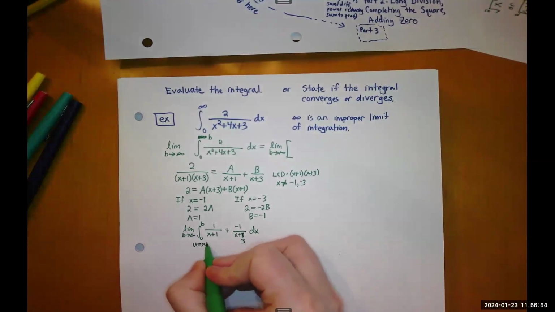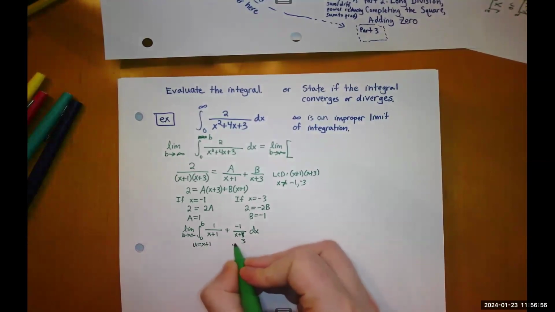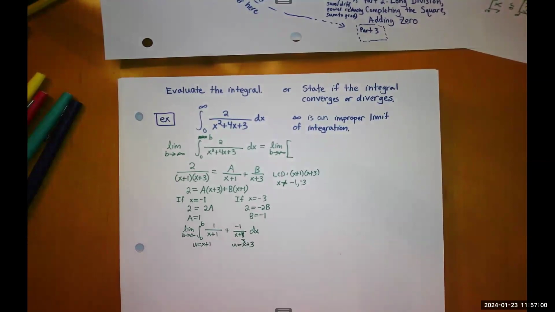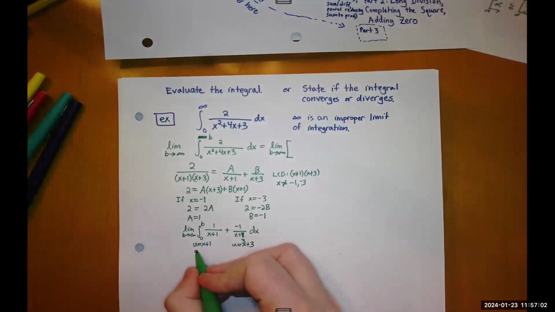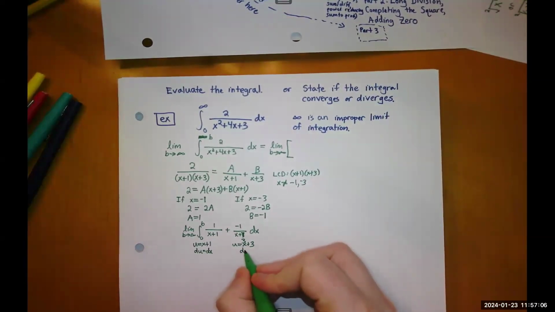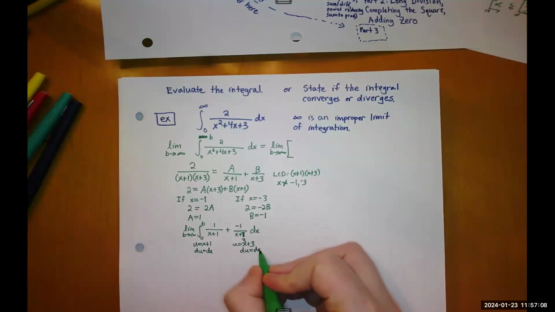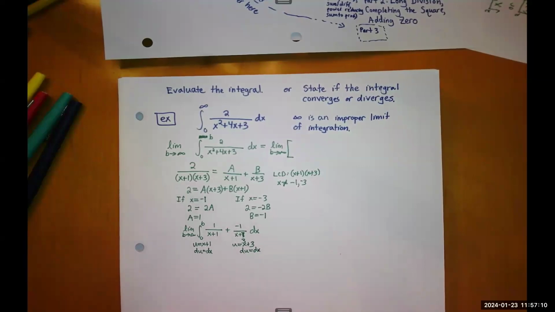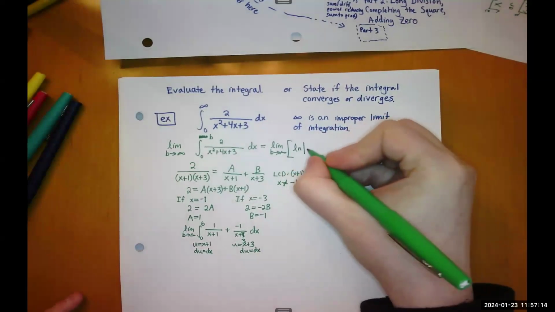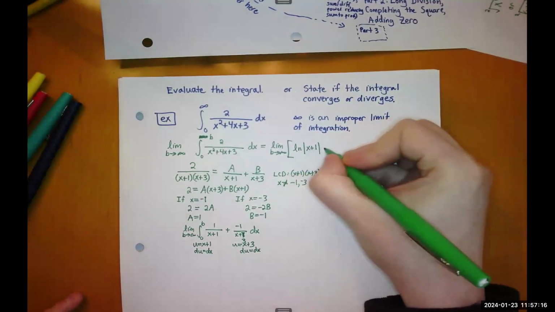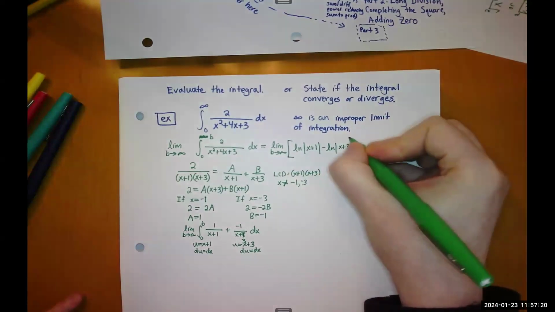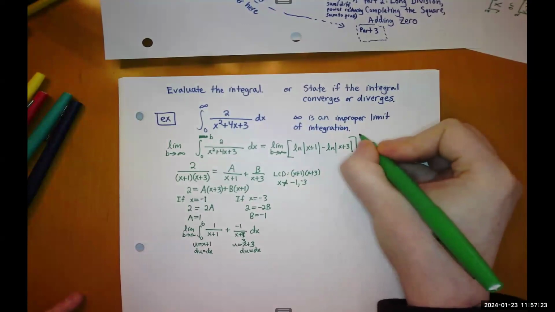I won't write out all of the work, but it is not necessary to write out all of the work with substitution, but it is useful to think about substitution because it can sometimes reveal to you circumstances where you may need a constant multiple that you wouldn't otherwise consider. So we have the natural log of the absolute value of x plus 1 minus the natural log of the absolute value of x plus 3 from 0 to b.